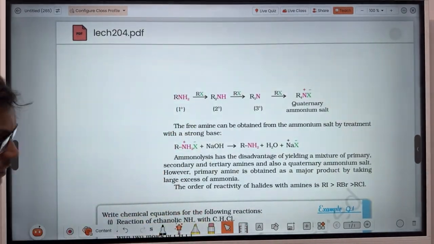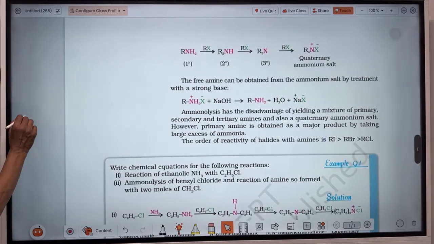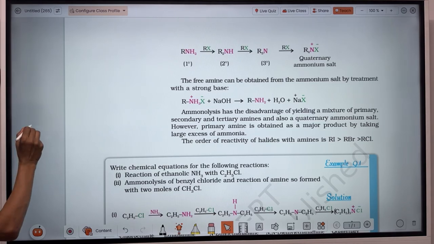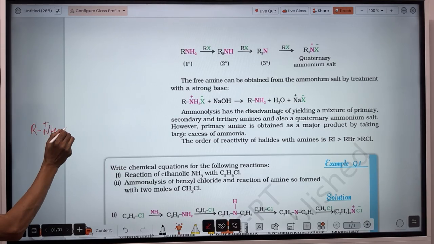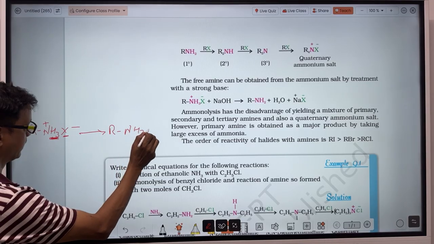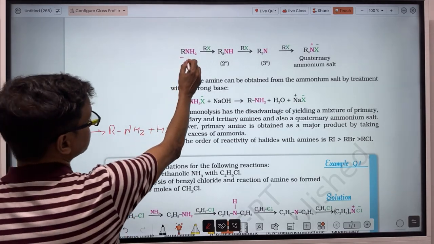This is RNH2. Then after, what will happen? Here it is not given, okay, I am doing. That is R, yeah, RNH3+ X minus is there. So one hydrogen of this NH3+ will combine with the halogen, so that will form RNH2 and HX. So primary amine will form.